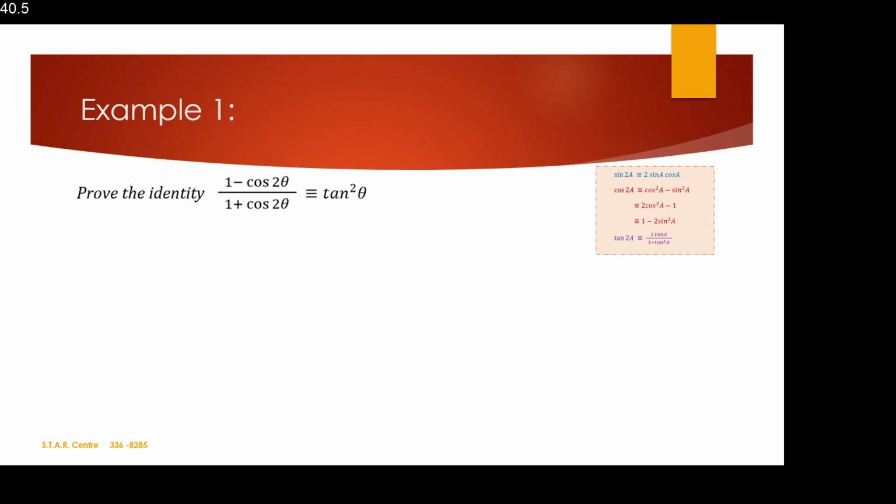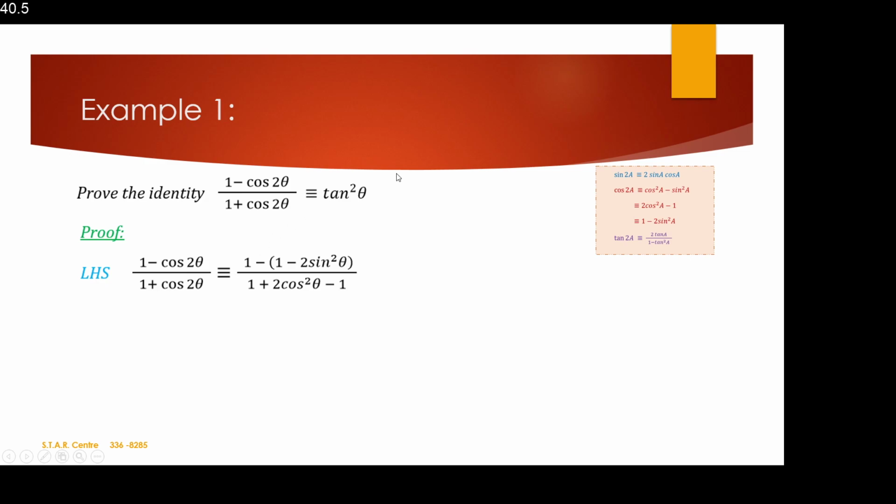Example 1: prove the identity 1 minus cos 2 theta over 1 plus cos 2 theta is identical to tan squared theta. If you look at the previous videos that we did, we can see the basic steps involved in proving a trig identity. If you are not sure exactly how to go about it, you can always refer back to the previous videos, linked in the description below. For this example, I'm starting off on the left hand side. The first step would be to change the cos 2 theta using our double angle formula.